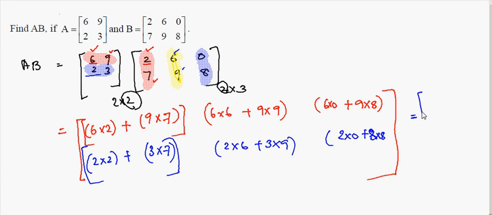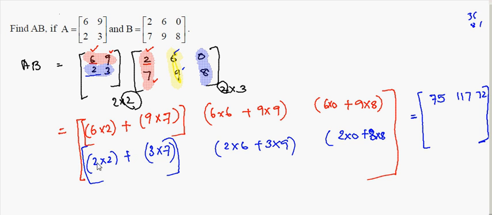So what will you get? 6 2s are 12, 12 plus 63 will be 75. Again 36 and 81, so what is 36 and 81? It is 117. Similarly, 6 zeros are 0, 9 sevens are 72.